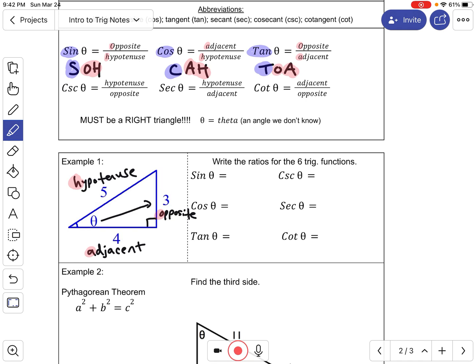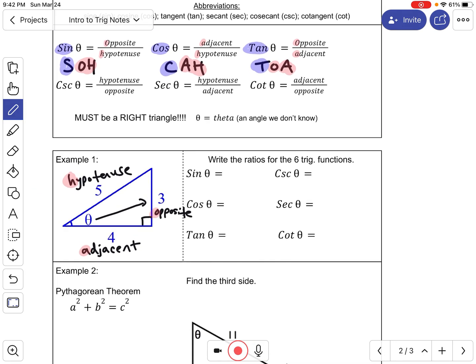Okay, so this is something you probably recognized from last year, but this is a review, and it's always good to review because we're going to be expanding on this, but taking some time to practice. And so for sine, that is going to be the opposite over the hypotenuse. So the O and the H go here. Now the O in this problem is this opposite side, which is 3. And then the hypotenuse is the 5, the largest side.